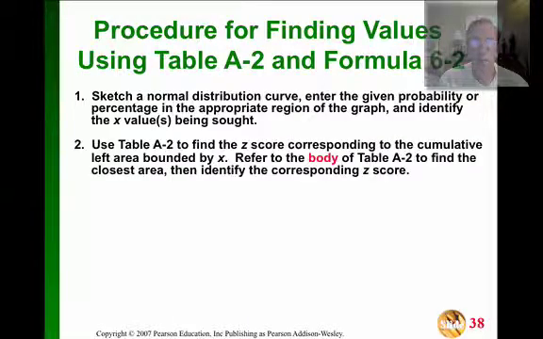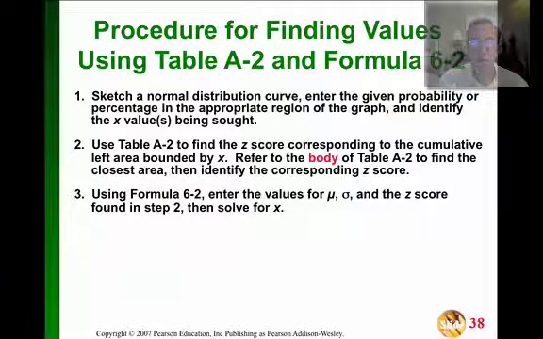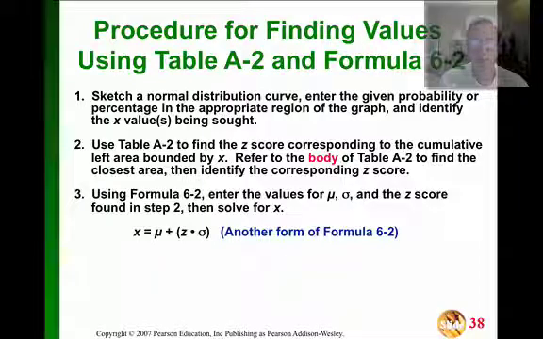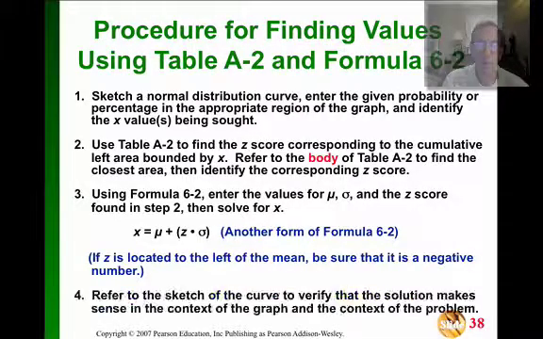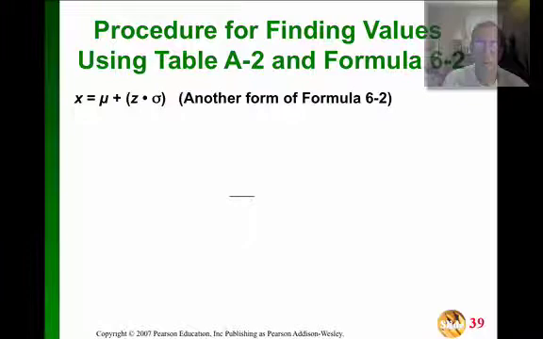So let's take a look at another application, and that's using a little different form of the formula, 6-2, that has just been manipulated algebraically. X equals mu plus z times sigma. So let's see what that means in the physical sense.